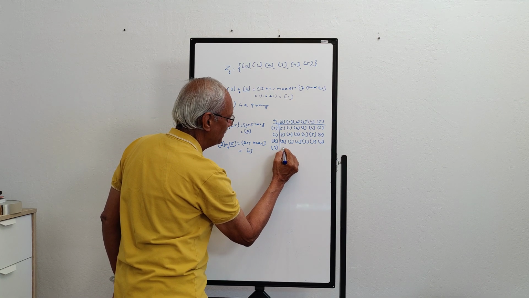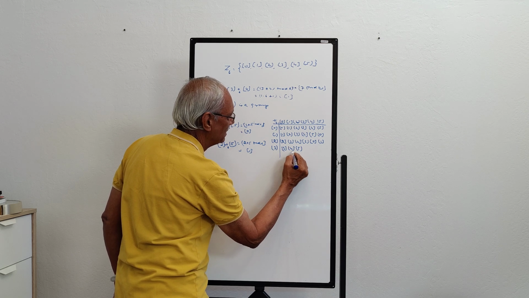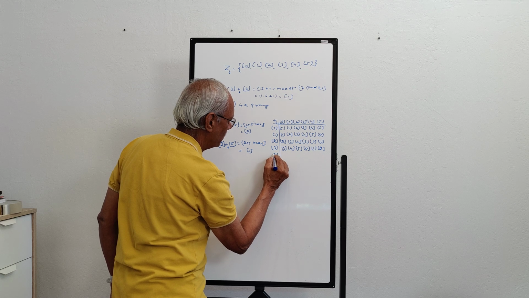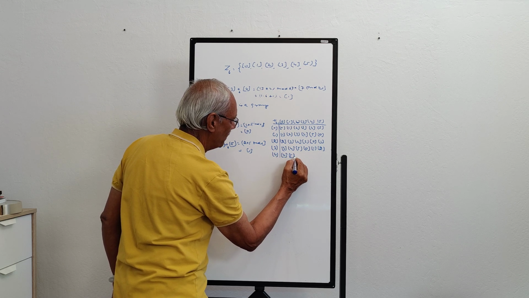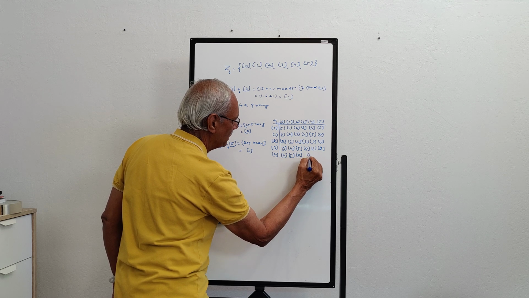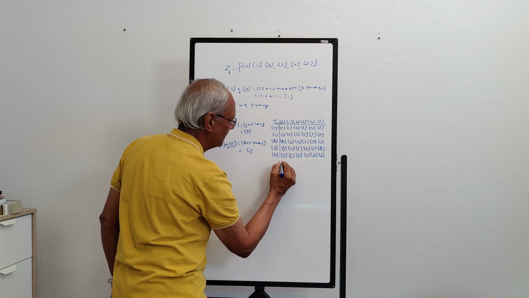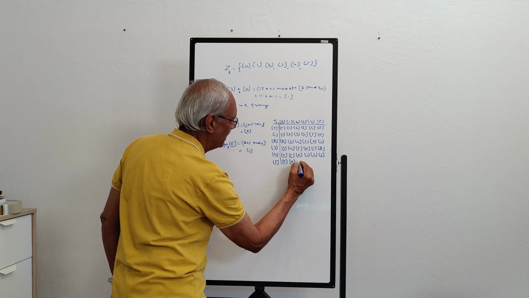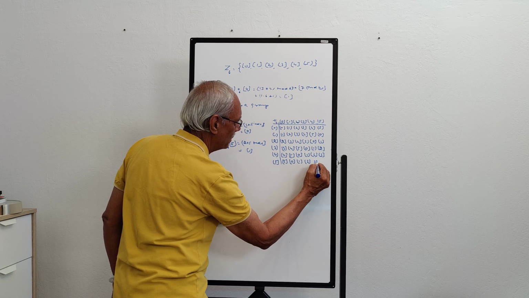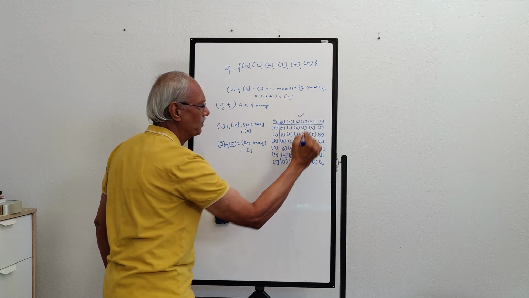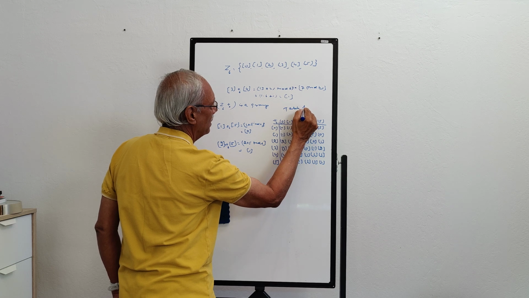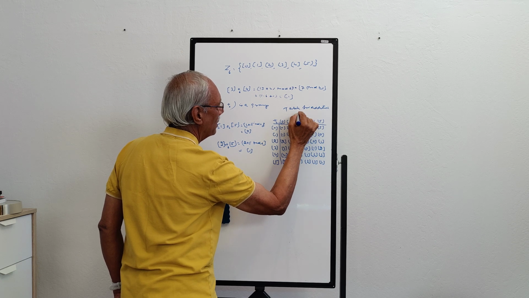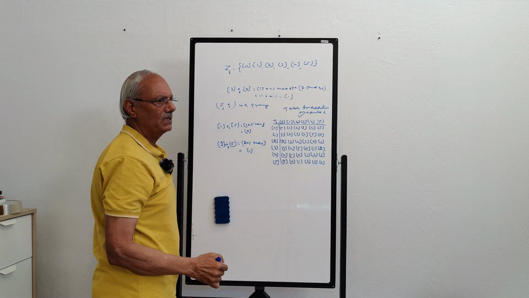Then 3: this is 3, 4, 5, 0, 1, 2. Then 4: this is 4, 5, 0, 1, 2, 3. Then 5: 5 plus 1 is 6, which is 0, and then 1, 2, 3 and 4. So this is the table for addition modulo 6.